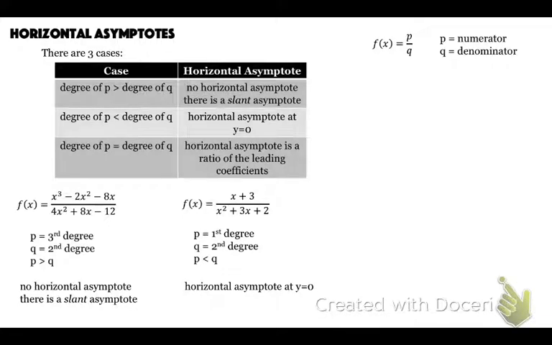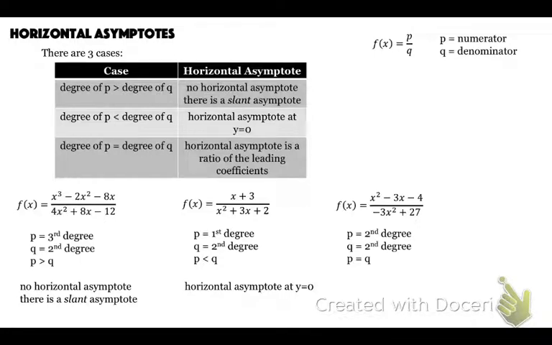Okay, then the last one, if we have f of x equals x squared minus 3x minus 4 over negative 3x squared plus 27. Well, here they're both a squared. So the degree on top is second degree. The degree on bottom is a second degree. So in this case, P equals Q. So we have to look at the leading coefficients.